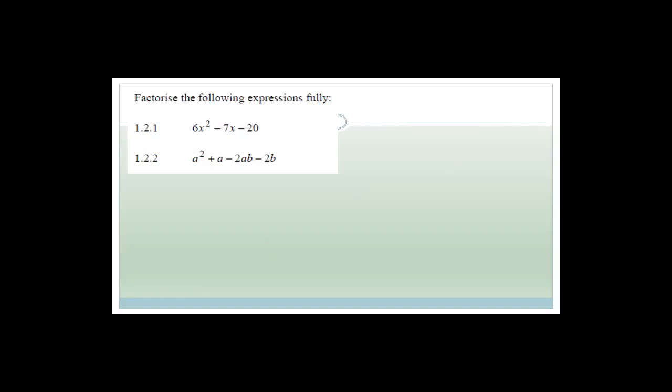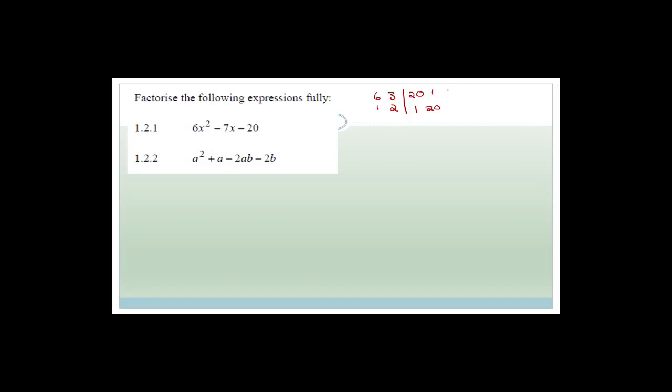Next, it says factorize the following expressions fully. Okay, so now we are factorizing. Let's look at this first one. We've got the factors of 6 are 6 and 1, 3 and 2. The factors of 20 are obviously 20 and 1, and 1 and 20.